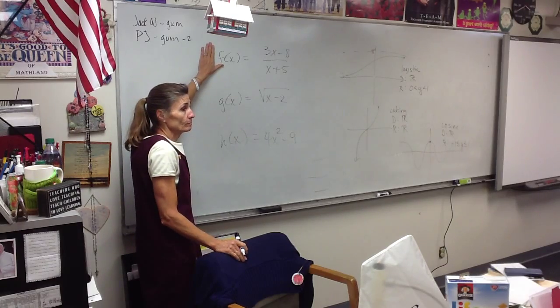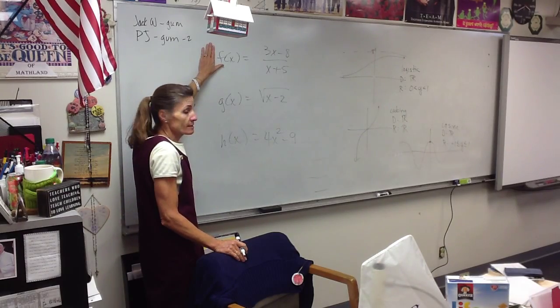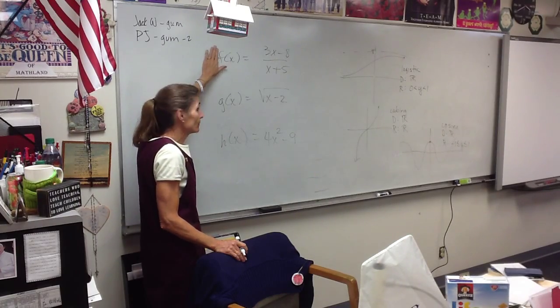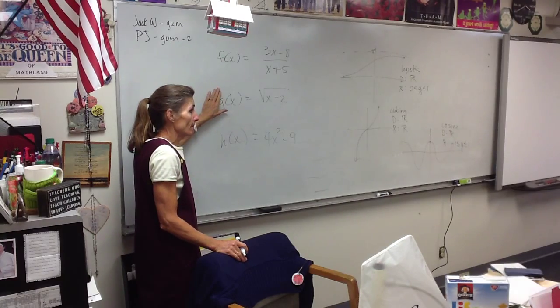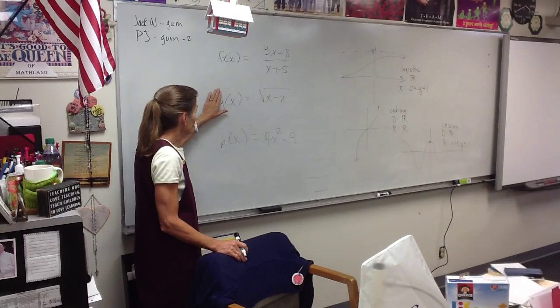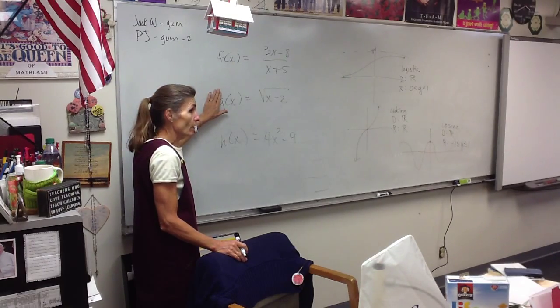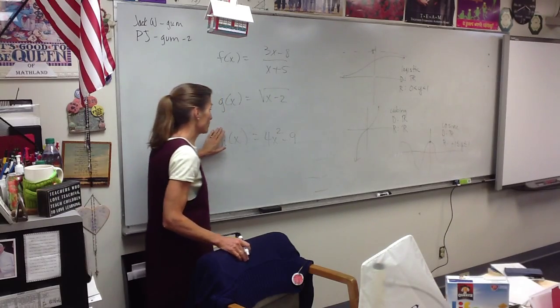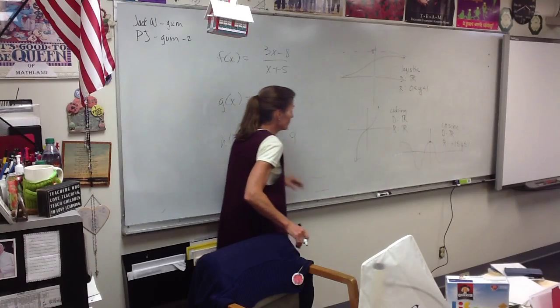Domain. X can't be -5. Right? Domain. X is greater than or equal to 2. Right? X is greater than or equal to 2. Domain. All real numbers. No fraction, no radical, no problem.